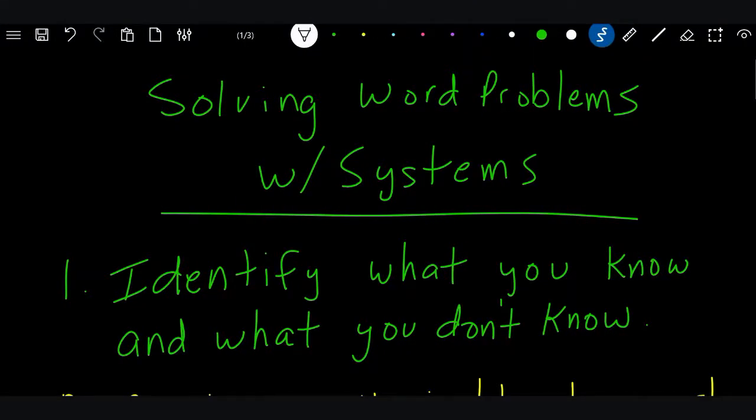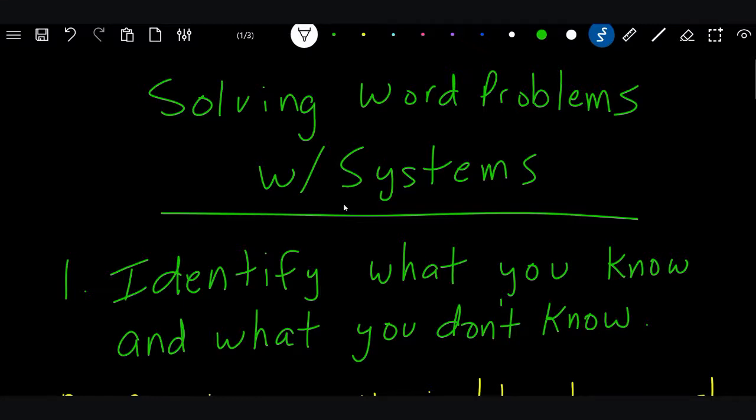And I'm not talking about what you know in your mind. I'm talking about the problem that they give you. Some of you are like, "Oh my goodness, Mr. Steve, that's a lot of stuff I don't know." No, I'm talking about the problem that they give you. This is not a word problem for your life. So first, identify what you do know and what you do not know.